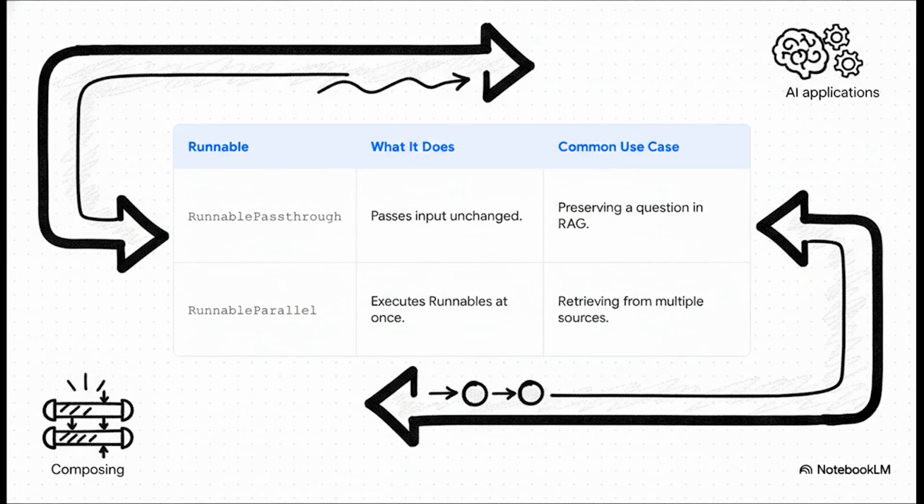So let's put it all together. You use RunnableParallel to create that fork in the road. On one path, you send the question to your retriever. On the other path, you use RunnablePassthrough to just carry the original question along for the ride. These two components are the key to building really sophisticated branching workflows, all while keeping that same clean, readable LCEL style.